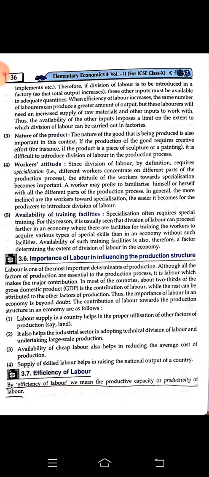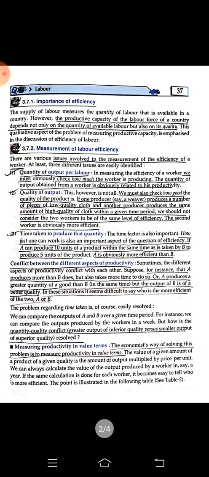What is the efficiency? Importance of efficiency. The supply of labor is measured in quantity. The supply is getting measured in the quantity form, but the production capacity of the labor force of a country depends not only on the quantity but also on the quality. What is the quality of that labor? This qualitative aspect of the problem of measuring production capacity is emphasized in the discussion of efficiency of labor.